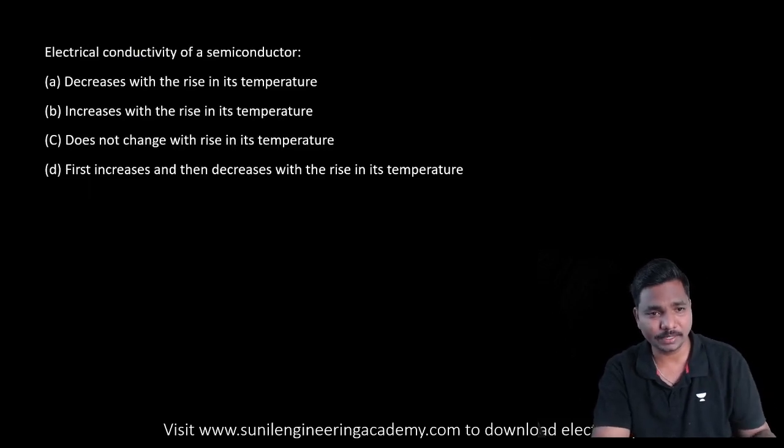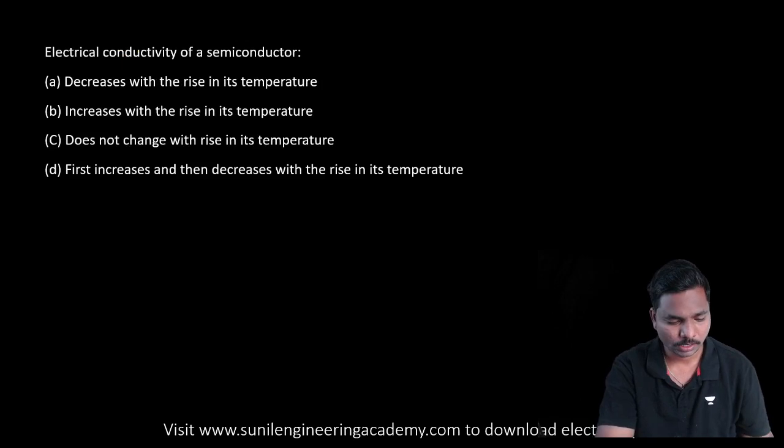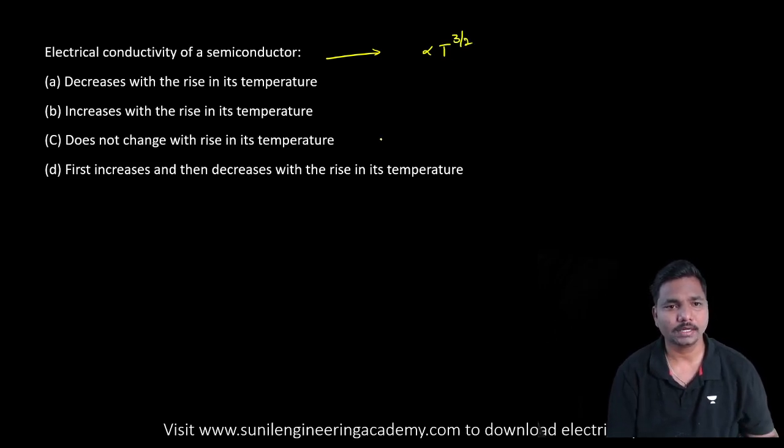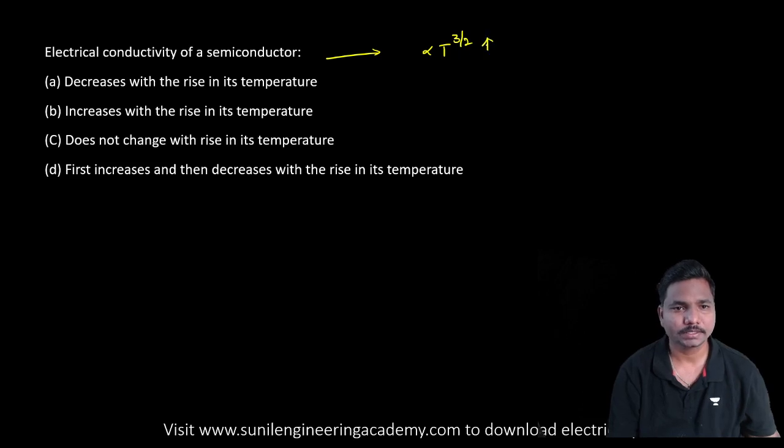Electrical conductivity of semiconductor is dash. The electrical conductivity of a semiconductor depends upon the temperature, and generally this conductivity is proportional to temperature power 3 by 2. So as temperature increases, this conductivity also increases. So it increases with rise in temperature. So the answer is option B.